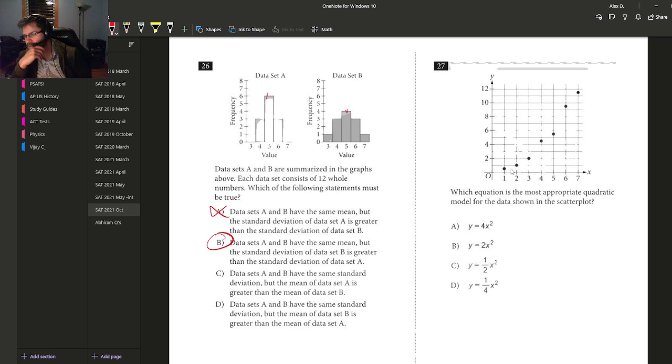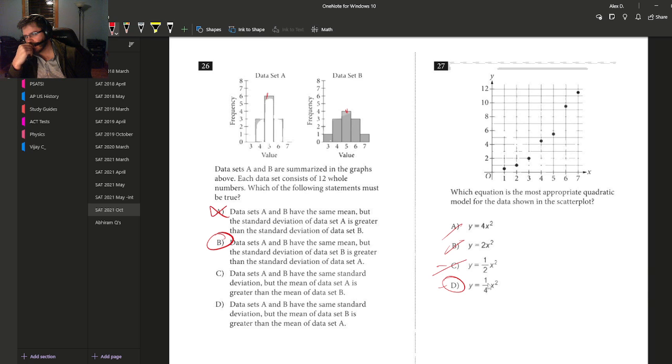So it doesn't grow by a full increment on the y until here. So that leads me to believe that it's a fraction out front. Plug in 3 for x. 3 squared is 9. 9 times 1/2 is 4 1/2. Too big. 3 squared 9. 9 divided by 4 is 2 1/4. So that's closer.